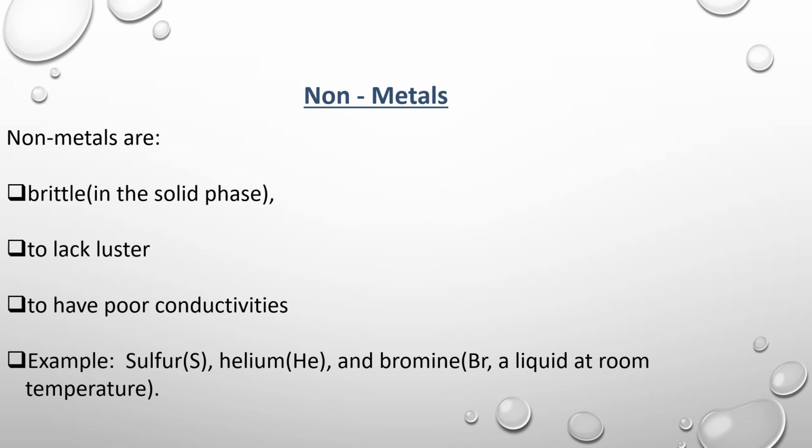Non-metals. Non-metals are brittle in the solid phase, lack luster, and have poor conductivities. Example: sulfur, helium, and bromine. Bromine is a liquid at room temperature.